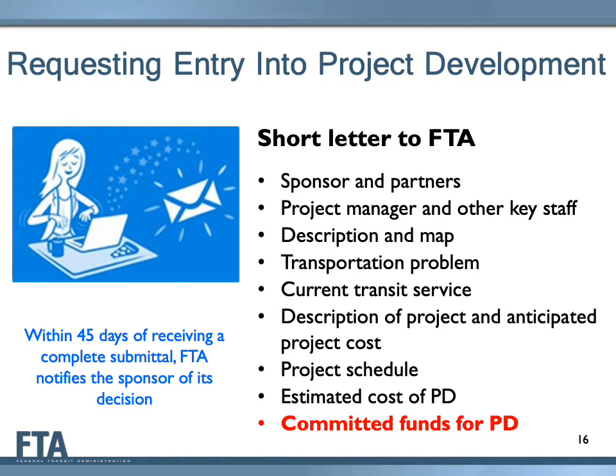It should be a short letter that includes the people and organizations that will be working on the proposed project, a map and description of the proposed corridor, the transportation problem that is being addressed by the proposed project, the current transit service operated in the corridor, a description of the proposed project, including its cost and the amount of CIG funding being sought, if that is currently known, a high-level project schedule, and the estimated cost to conduct the PD work.